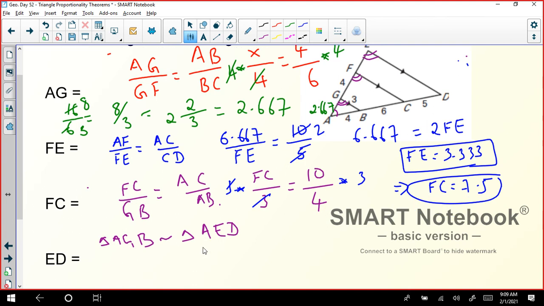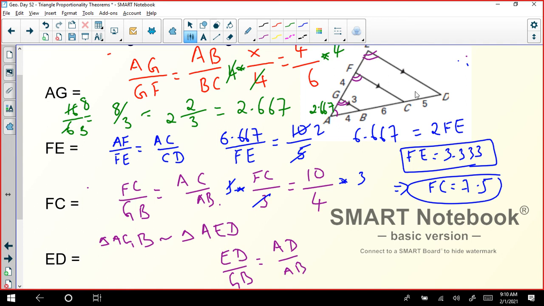Okay, the corresponding sides. I am interested in ED, right? So ED over, corresponding to ED I have GB, so I write ED over GB will be equal to AD over AB. Let's substitute the values.